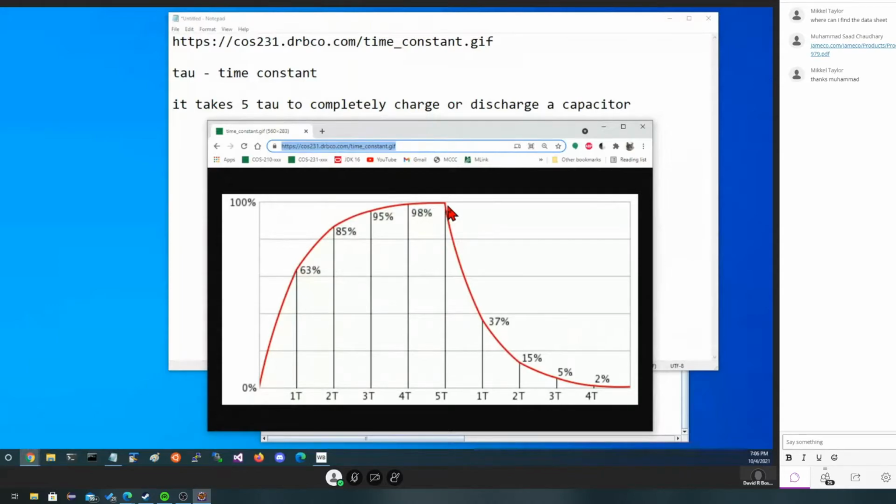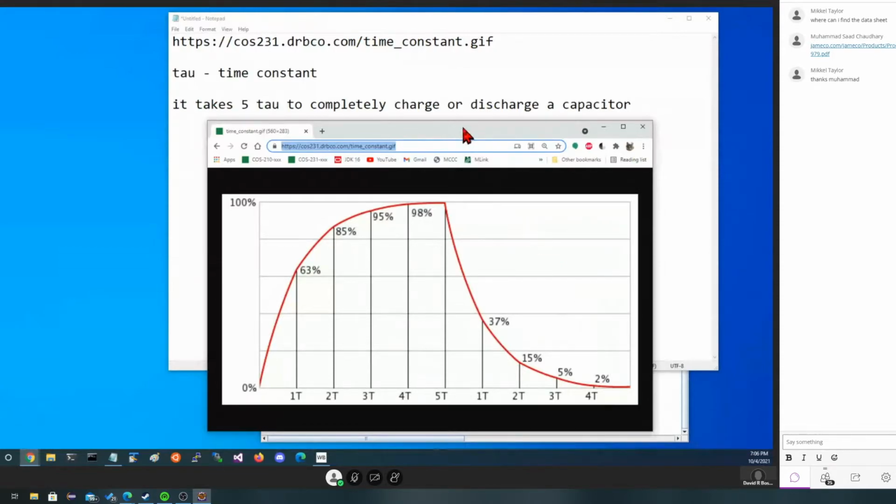If we were discharging it, removing the current, it discharges 63% at the first tau, which is down to 37% of its final value, down to 15, down to 5, down to 2, and then finally down to 0 at the 5th tau.